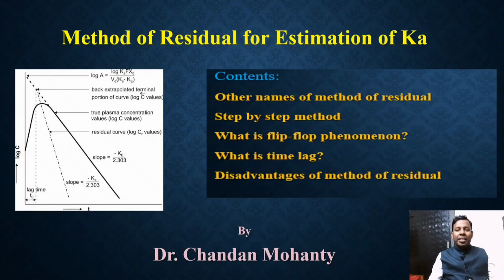This video I will be discussing the method of residual for estimation of Ka. Ka, as we know, is the absorption rate constant. There are two methods to estimate this Ka for one compartment model. Number one, method of residual. Number two, Wagner Nelson method.